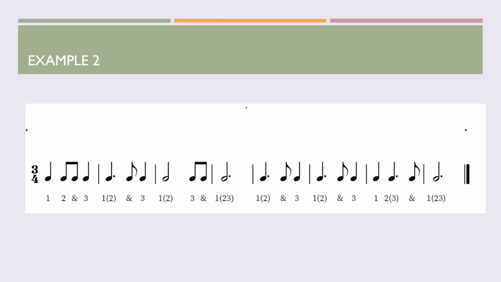Let's listen to it one last time on the drum.